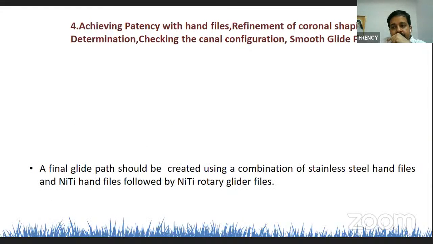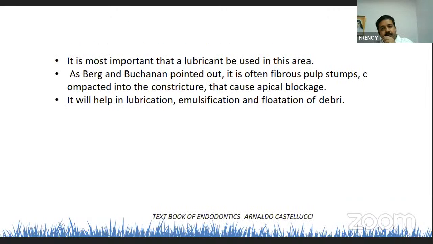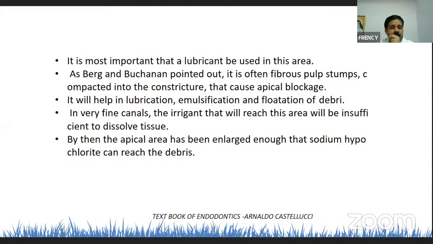Then you have to create a smooth glide path, initially with the hand files, then with the rotary instruments. Actually, if you are using EDTA gel, it will help in the lubrication, emulsification, and flotation of the vital pulp tissue. So it will prevent the blockage. And many times in the initial stage, the irrigant will not reach the areas, so you have to use the EDTA gel. But once the canal has been enlarged, you can use the irrigants also.